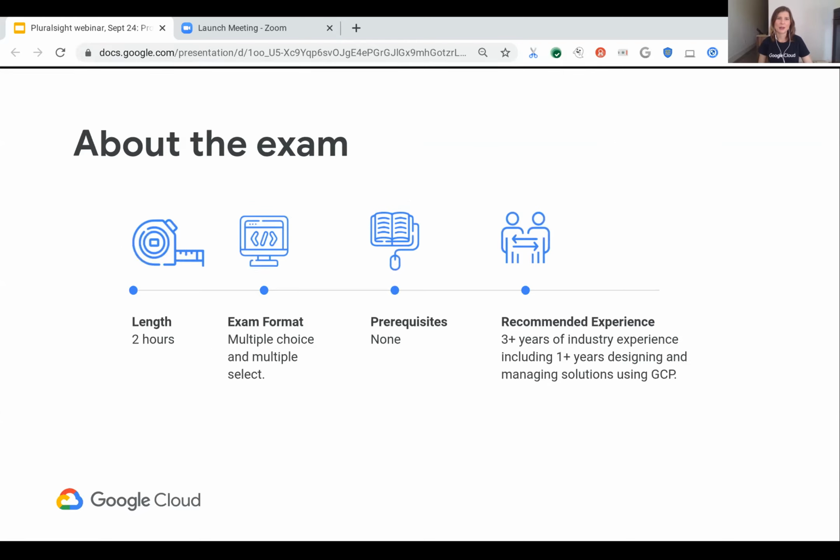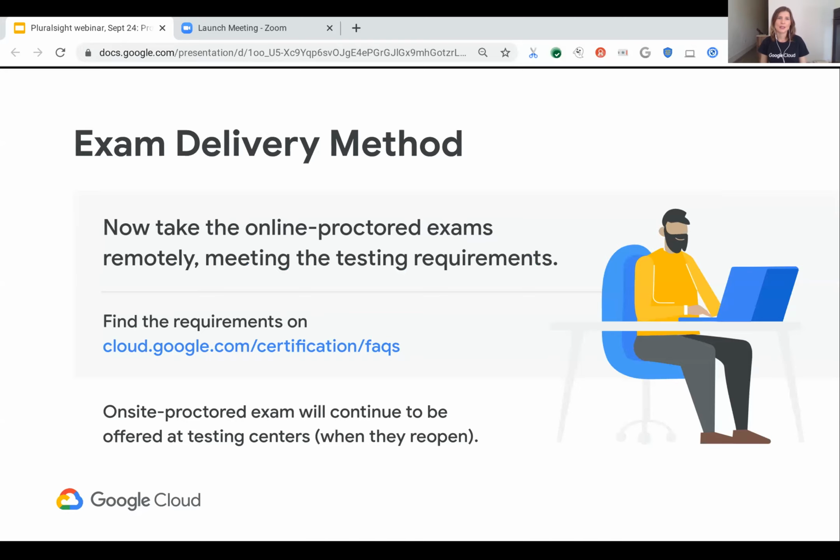A bit more information about the exam itself. It is 2 hours long. It is multiple choice and multiple select. There are no prerequisites. And as mentioned, we do strongly recommend having real-life, hands-on industry experience to approach the exam. When it comes to the exam delivery method, you can take the exam either in person in a dedicated testing center, as well as remotely via the online proctored exam system, and it is highly recommended to check the FAQs beforehand.